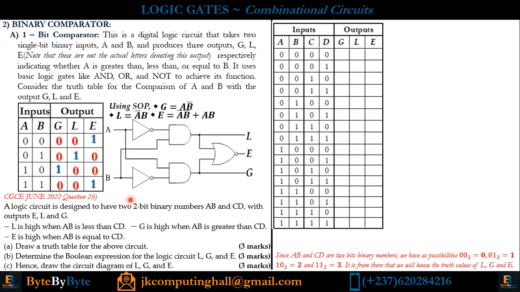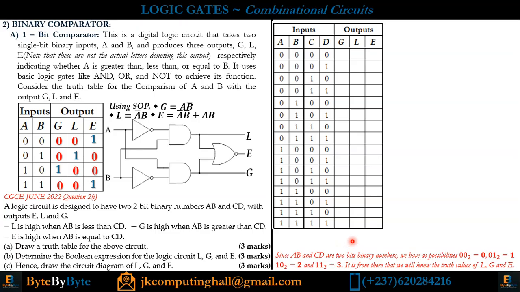Since A, B, and C, D are 2 binary numbers, we have these possibilities. Remember, we are in binary, and in binary, the only digits we can have are 00, which when you convert to decimal gives you 0. We have 01, which gives you 1. We have 10, which gives you 2. We have 11, which gives you 3. Because we are in binary, the only digits are 0 and 1.